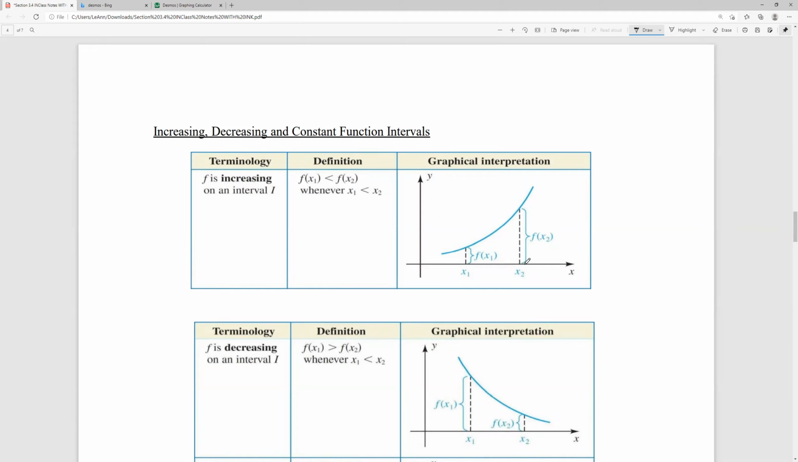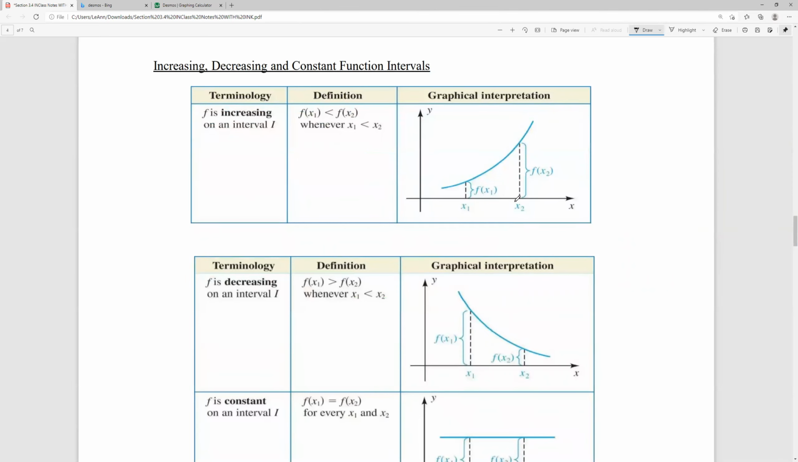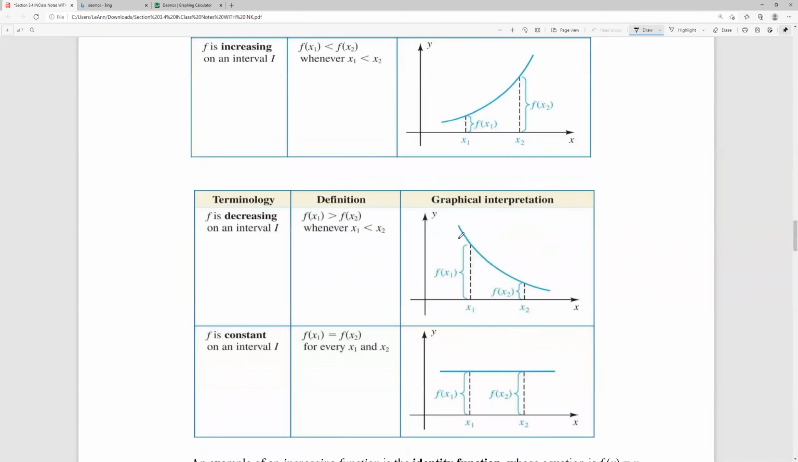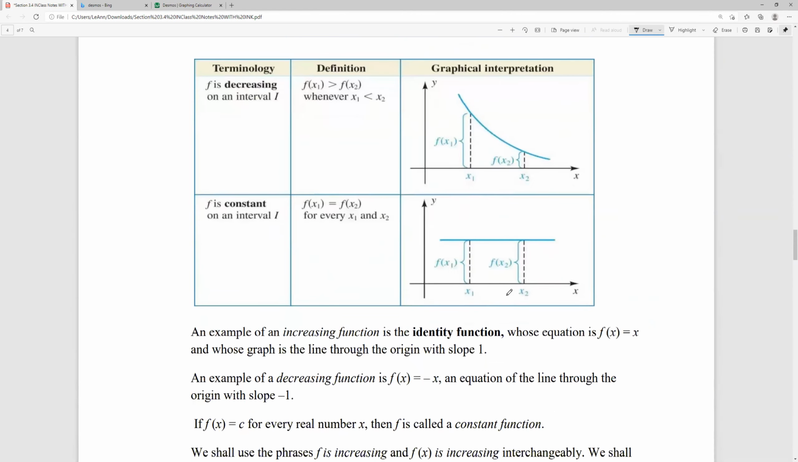So if your x values are getting larger from left to right, and your y values are also getting larger, they're growing up in terms of their positive, positively getting bigger, then that means that this function is increasing from that interval, from that number to that number. And if your x values are getting larger, but your y values are getting smaller numerically, then we are decreasing on our interval. If our y values stay constant, don't change on an interval, then we say the function is constant on that interval.